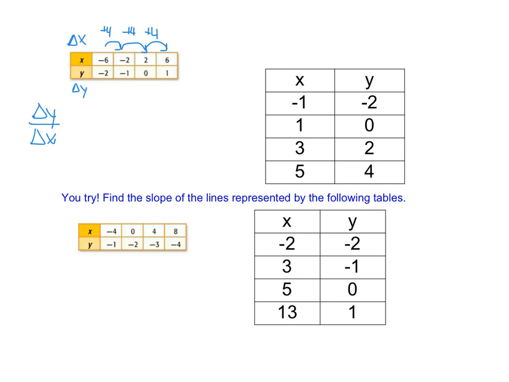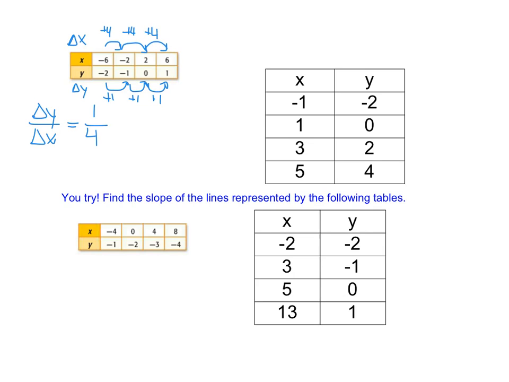Now, let's look at the bottom. That's the y value, so this would be your delta y, your change in y. How do you get from -2 to -1? You add 1. From -1 to 0, you add 1. From 0 to 1, you add 1. So, what's the change in y of this table? The change in y is 1. The change in x is 4. The slope of this line is 1/4.